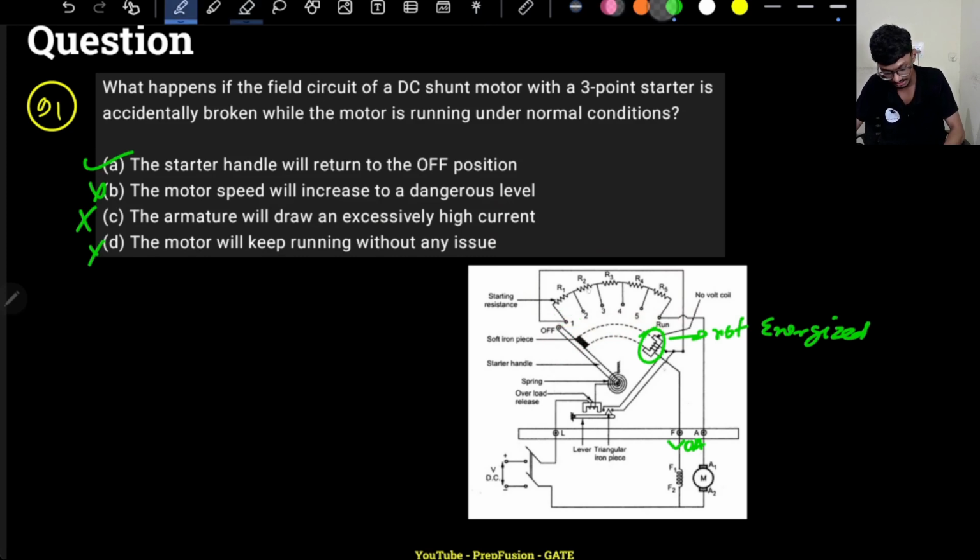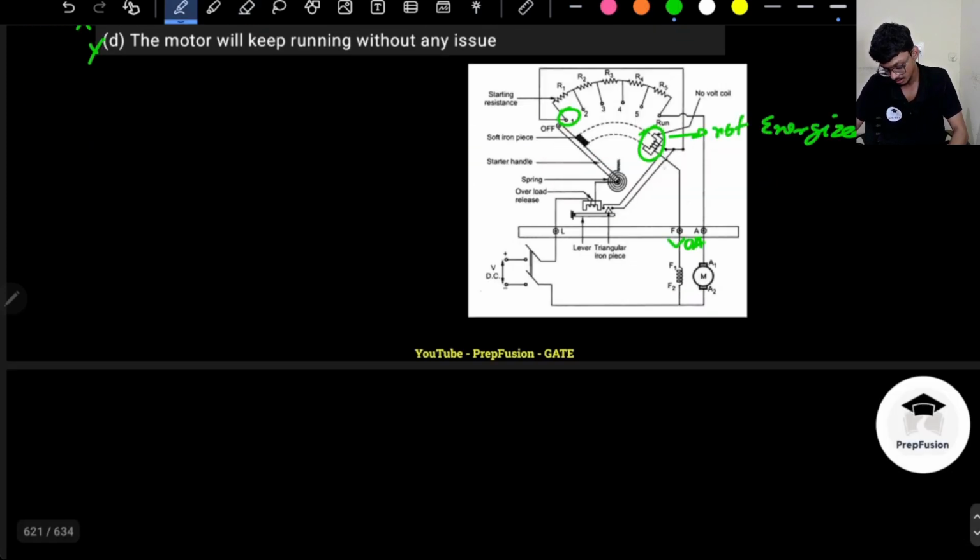Okay, specifically it will go to the 0.1 position. Okay, they have not mentioned here. So this was about the starting of DC machines.